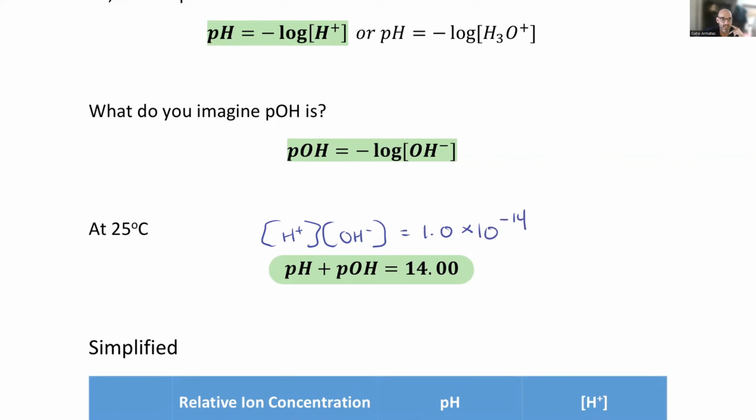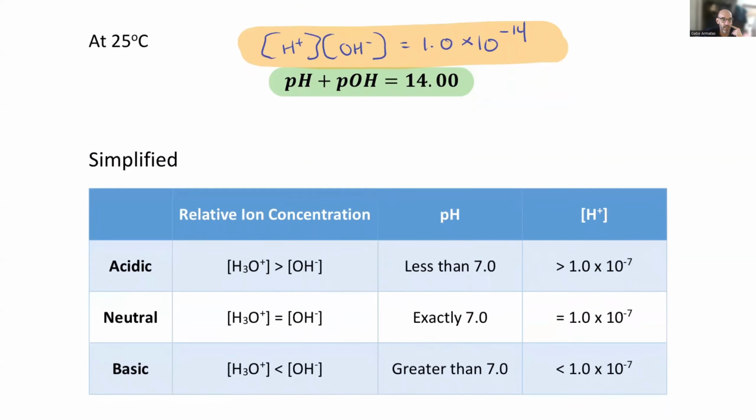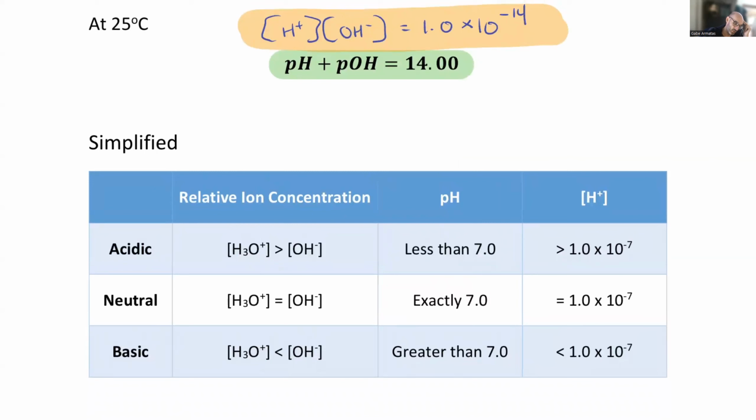So you take the negative log of H plus, and so when it's a log thing. But anyway, these are the two equations ultimately that you need to know. Okay, there we go. So those are the two summary equations. These, by the way, are at 25 degrees Celsius, but we're pretty much always going to use these at 25 degrees Celsius.